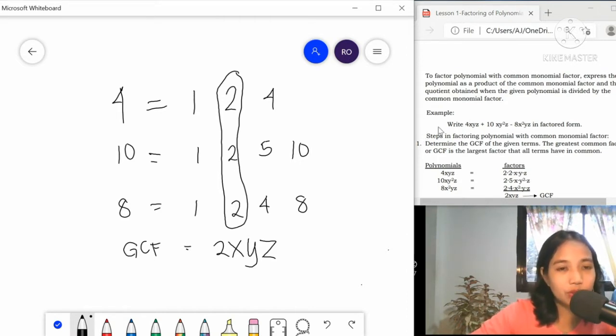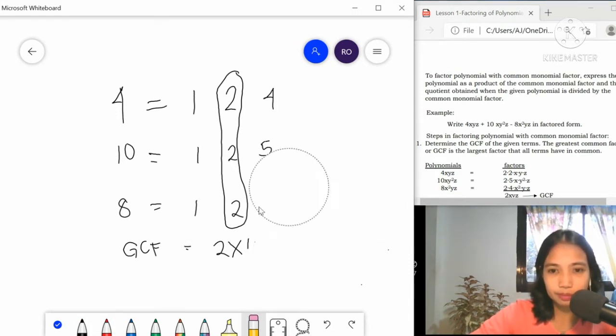So, to do that, we have to divide each term. So, i-divide natin yung 4xyz sa 2xyz. Ganun din ang 10xy squared z at yung 8x squared yz. Okay, so let me erase this first.